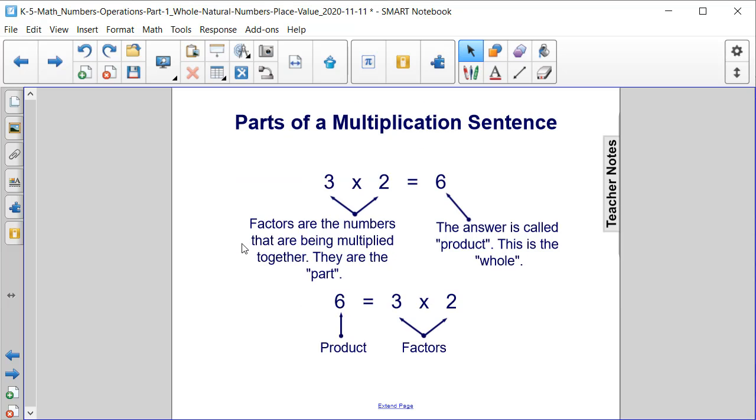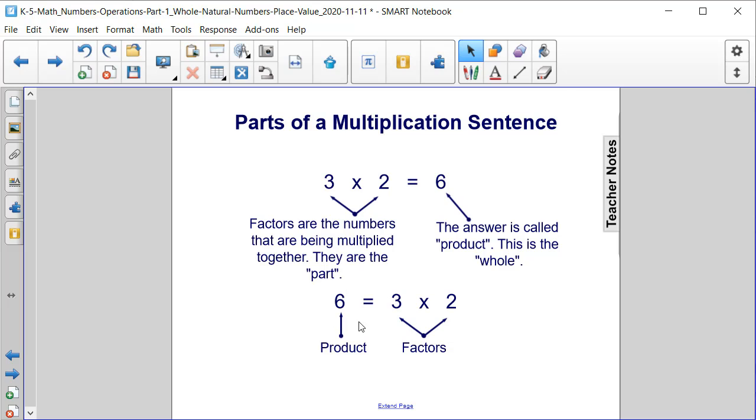In a multiplication sentence, we have factors, which are the numbers that are being multiplied together, and they are known as the parts, which are 3 and 2 in this example. And the answer is called the product. This represents the whole. So we have 3 times 2 is equal to 6, or the product of 3 and 2 is 6 is another way that it can be read.